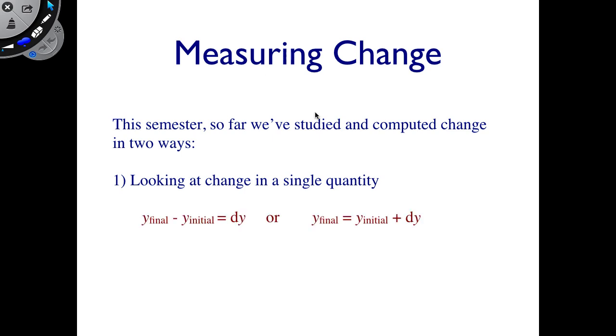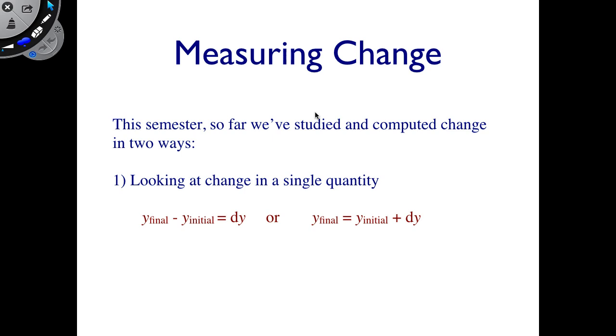But to calculate change, if you only have one varying quantity that you're considering, not considering what changing one does to something else, but just changing one thing, we can think about just the simple y final minus y initial gives you a change in y, or whatever the letter is. I'm just using y as an example.